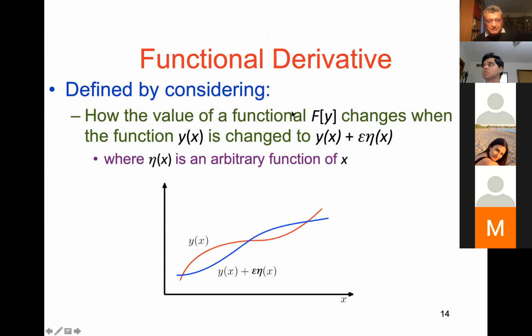And we also have the functional derivative, derived by considering how the value of the functional F of I changes when the function y of x is changed to y of x plus epsilon eta of x. So for example, y of x is this red function, a function of input x. We are changing the function y itself, to y of x plus epsilon eta of x, a small change. And that function could become this blue function. Just like we have functions, your functionals can also change.